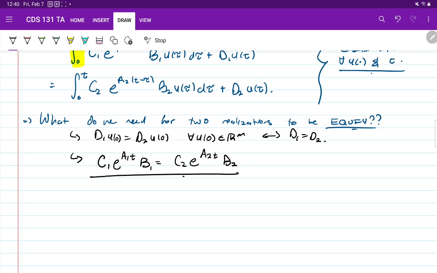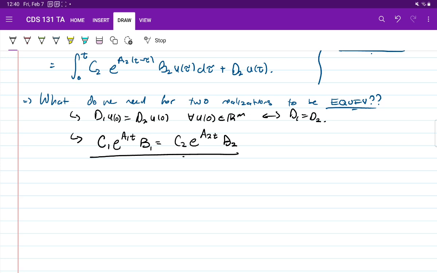But can we get a simpler representation of the second condition? Well, sure. By Cayley-Hamilton, we know that if something that looks like this only holds for a couple of powers of A, then we can get it holding for e to the At as well. So that leads us to the following proposition on equivalent realizations.